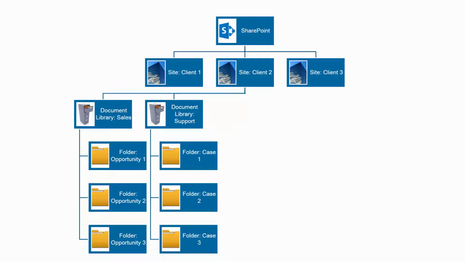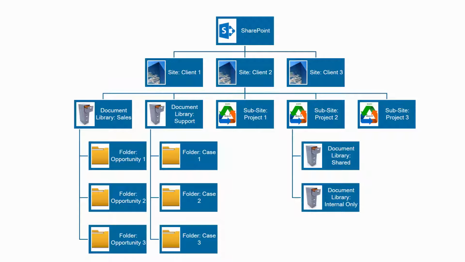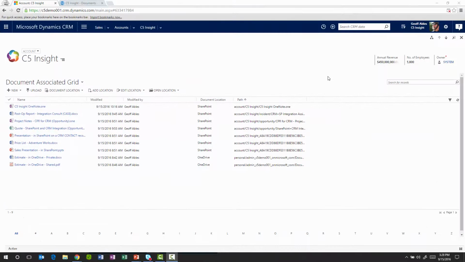And what if you also want to have subsites under those clients for projects that you manage for them? And those project sites might have their own document libraries set up under them as well. What are the options for doing that? Well, you really have two options. The first option is to manually map CRM records to SharePoint sites, subsites, document libraries, and folders.